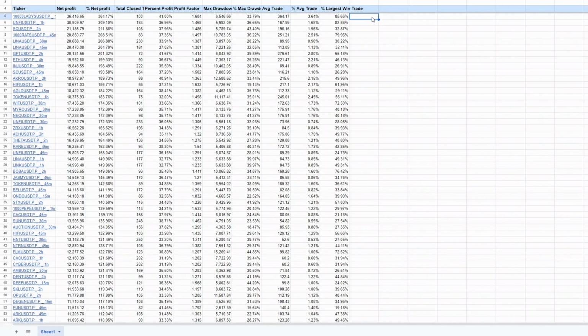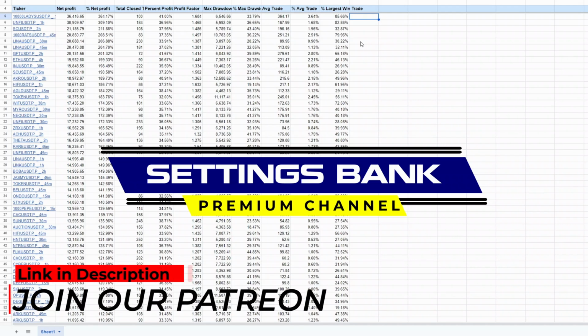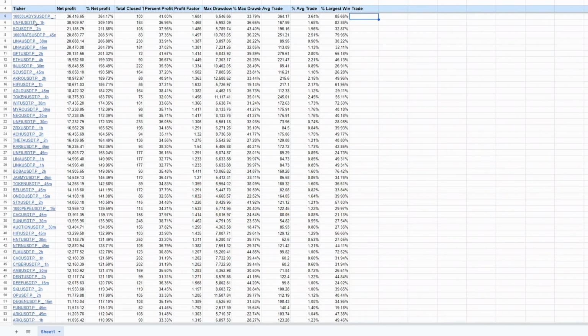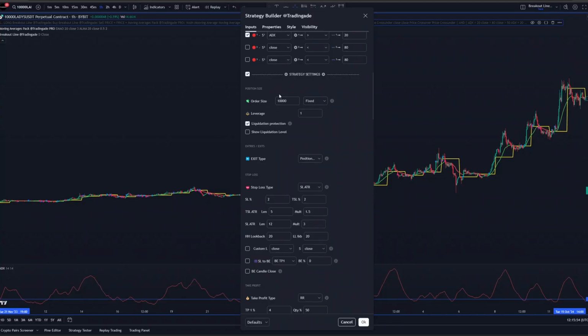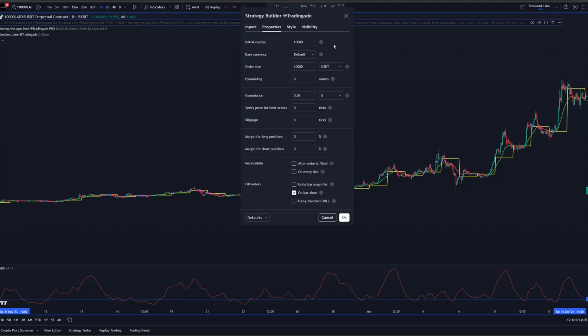We're gonna take the backtest results based on these spreadsheets, which you can find in the Settings Bank Premium channel on Discord. Today we're gonna analyze only the first backtest results, the 10,000 USDT based on 1 hour time frame. All these results are without any leverage and based on Bybit exchange. We're gonna use an order size of $10,000 with fixed amount, initial capital $10,000 and 0.06% commission.